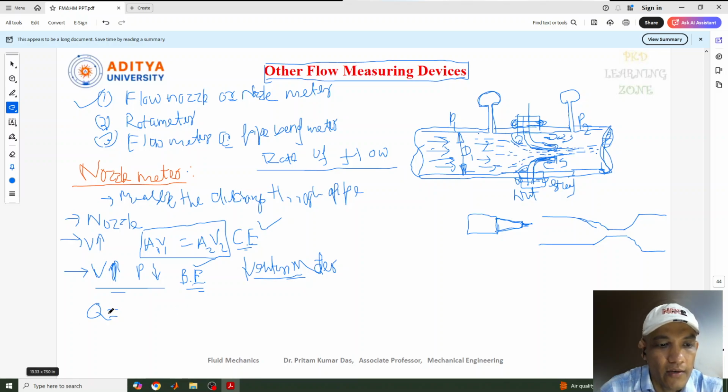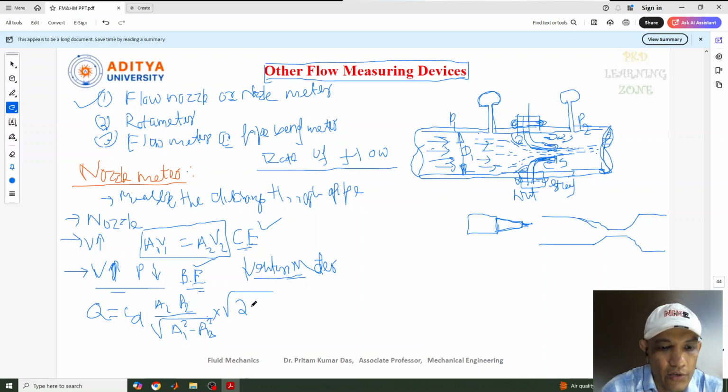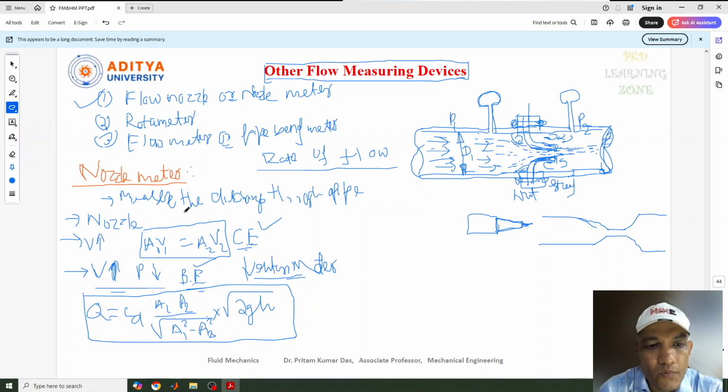We know that this discharge we also derived during the venturimeter. There we got Q equal to CD into area A1 A2 divided by root over A1 square minus A2 square, into root over 2GH. So this is the discharge formula for the nozzle meter.